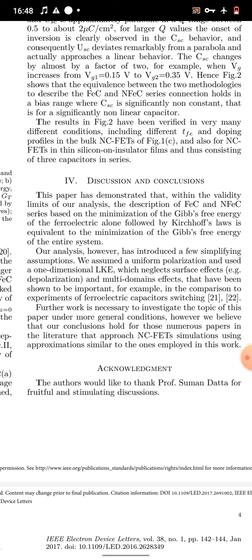For example, in comparison to experiments of ferroelectric capacitor switching, further work is necessary to investigate the topic of the paper under more general conditions. However, we believe that our conclusion holds for those numerous papers in the literature that approach NCT simulation using approaches similar to the ones employed in this work.